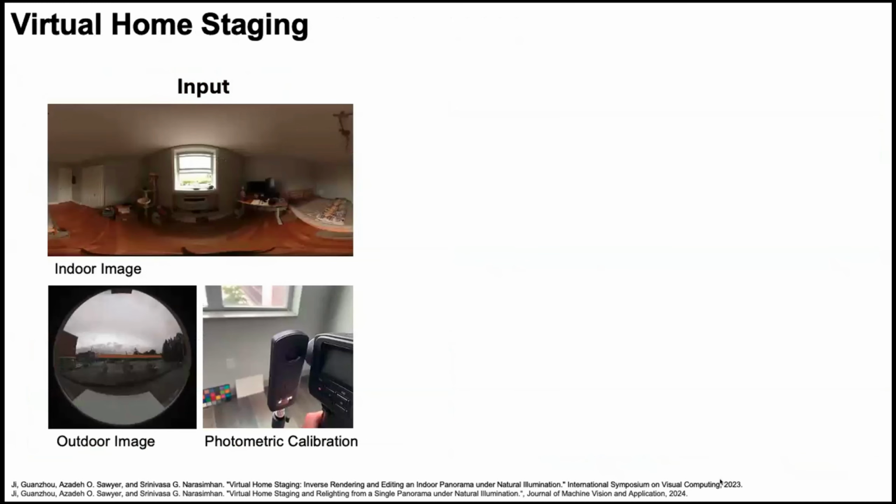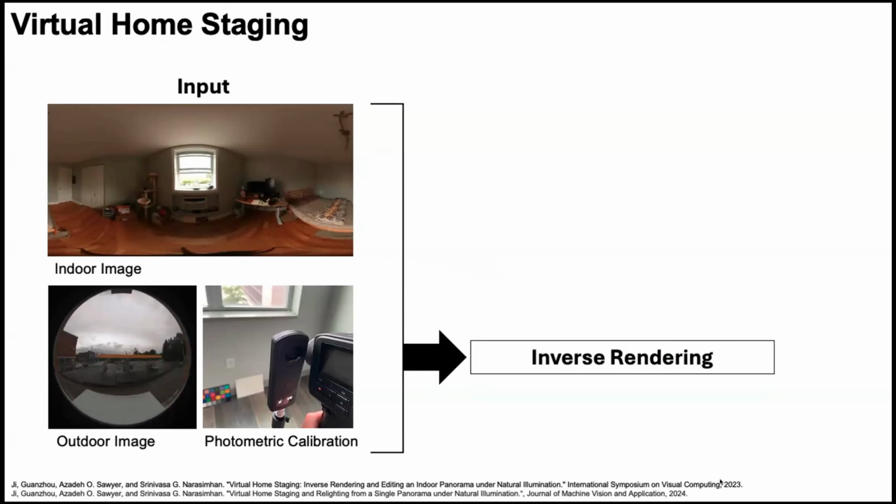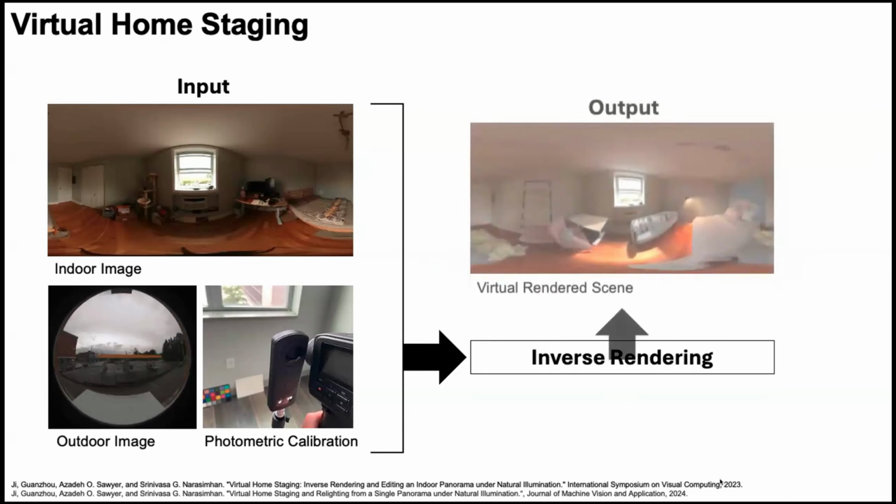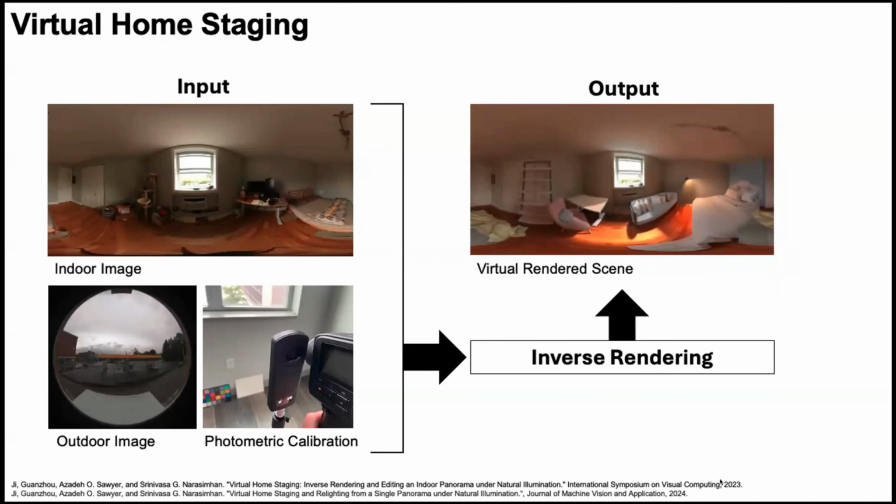So our work is about virtual home staging. In this work, we will collect paired indoor and outdoor images as input with photometric calibration. Then I build an end-to-end inverse rendering pipeline. At the end, it will output a virtual rendered scene.